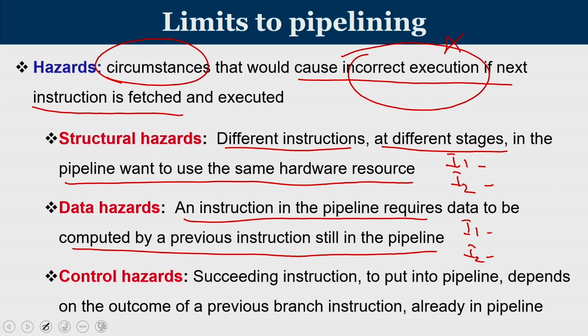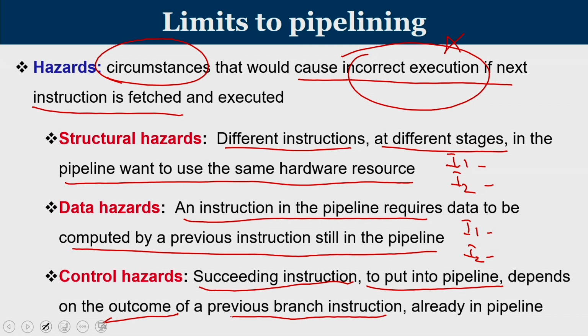And the third one is control hazard. The succeeding instruction to be put into the pipeline depends on the outcome of a previous branch instruction already in the pipeline. We know that in every cycle, a new instruction is brought into the pipeline by the instruction fetch stage. So, the new instruction to be brought into the pipeline actually depends on the outcome of a previous branch instruction that is already in the pipeline.